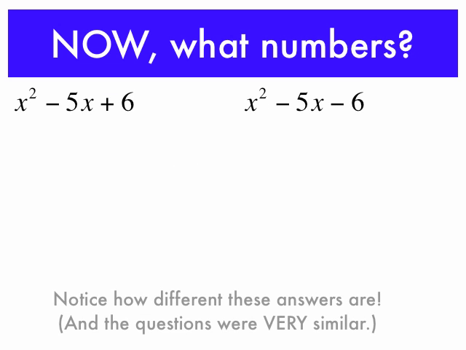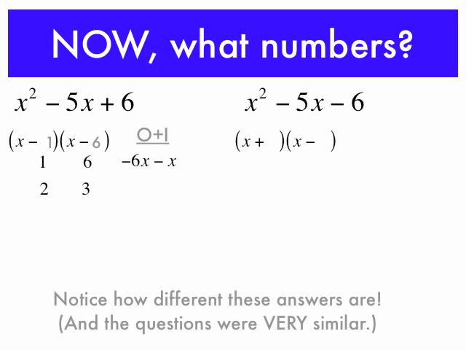Okay, again, we know what our signs are going to be. The 6 is positive. That means I either have 2 positives or 2 negatives. I know it's 2 negatives by the middle term. My possibilities would be 1 and 6 or 2 and 3. Let's try the 1 and 6. That would give me negative 6x for the outside, negative 1x for the inside, which is negative 7x, not what I want.